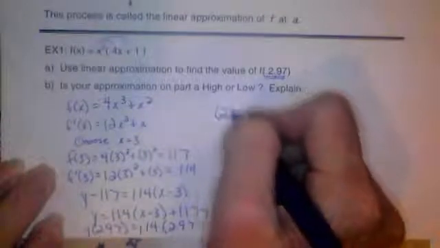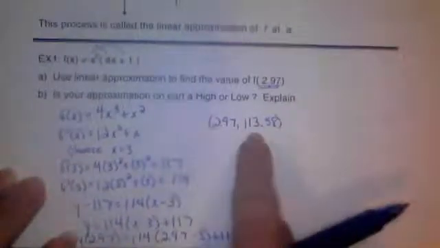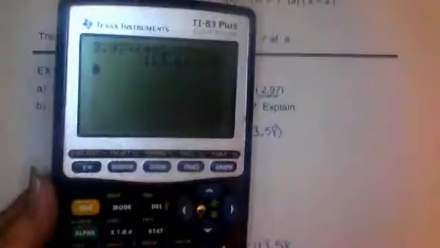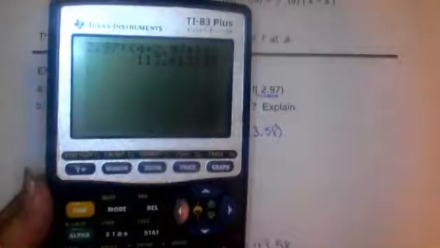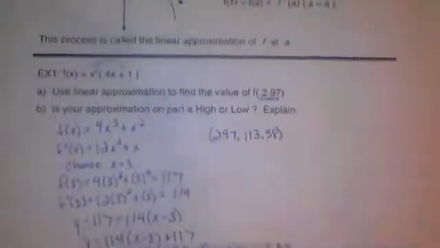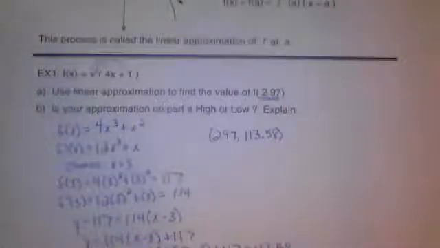So the point (2.97, 113.58) is actually on the line, but it's also very, very close to the value that you would get if you plug 2.97 into the actual equation. All right, so here's what you get if you plug 2.97 into the initial equation: 113.613. We got 113.58, so we are very, very close to that value.